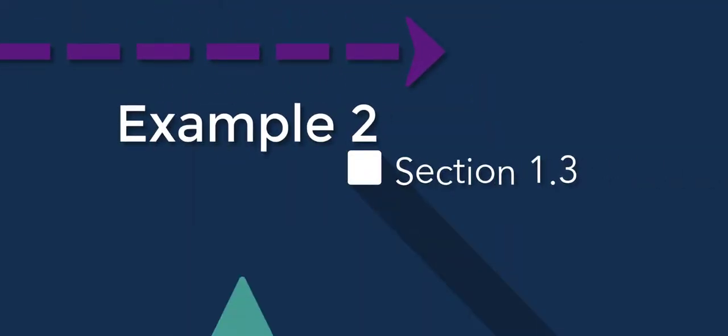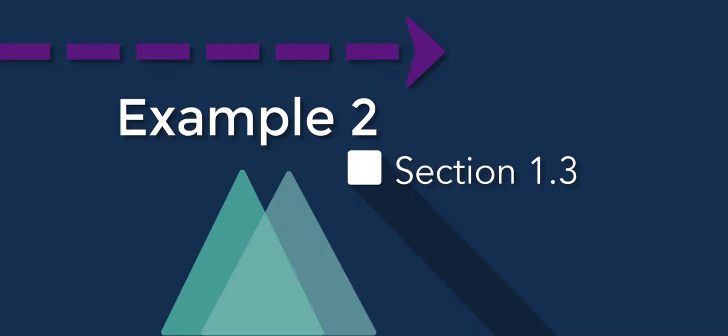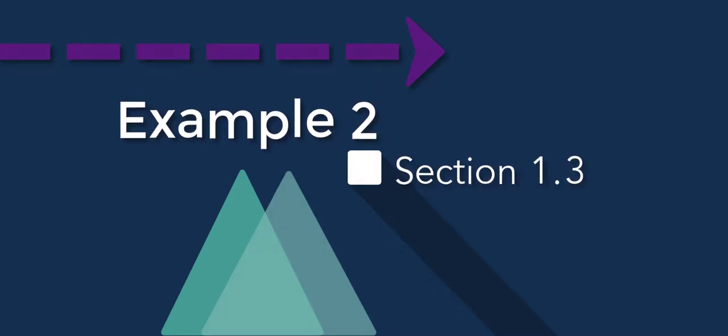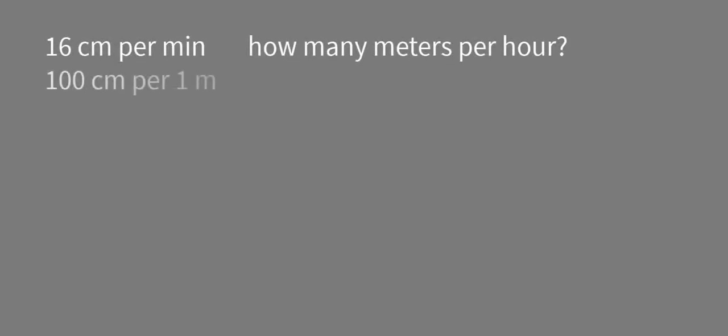In example 2, we're given that there are 16 centimeters per minute, and we're asked, what is this in meters per hour? So first off, we have to recognize that there are 100 centimeters per meter, and then we're going from minutes to hours, so we need to recognize there are 60 minutes per hour.